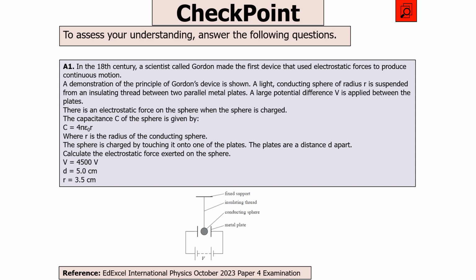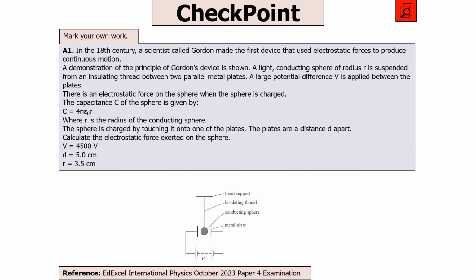The sphere is charged by touching it onto one of the plates. The plates are a distance d apart. Calculate the electrostatic force exerted on the sphere. V equals 4,500 volts, d equals 5.0 centimeters, and r equals 3.5 centimeters as well. So pause the video now, then unpause the video when you want to go through your answer.